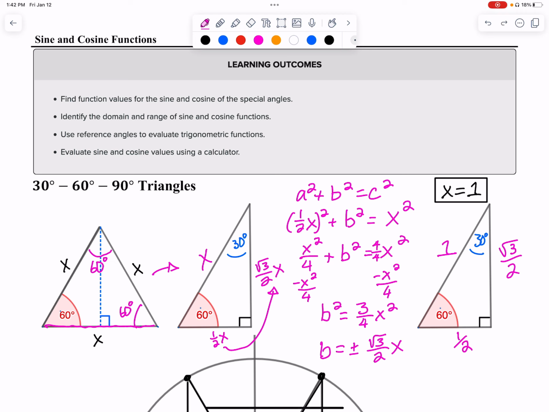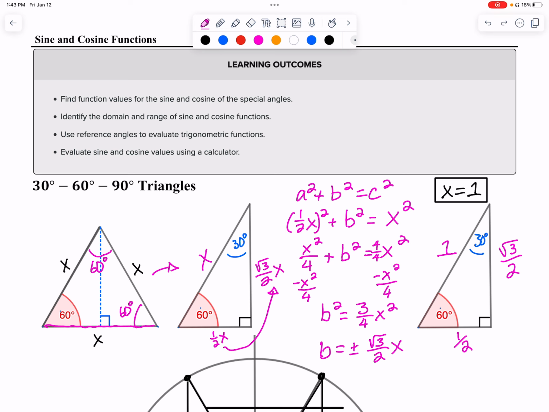We have three different angles: 30, 60, and the 90 created by this cut. Across from the 90 is 1. Across from the 60, which is in the middle, is radical 3 over 2. And then the smallest angle, 30 degrees, is 1/2.